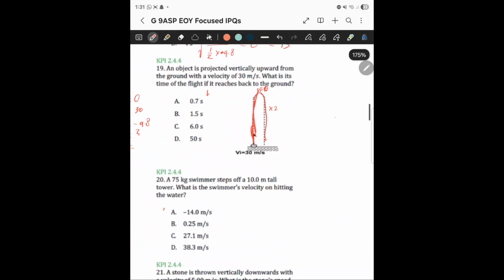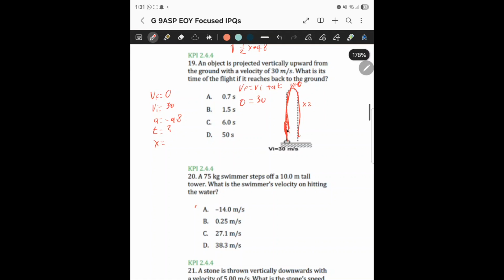I don't have displacement. Vf equals Vi plus at, and now I'm going to write 0 equals Vi, which is 30, plus negative 9.8 times t. I'll use x for the equation. This should work because there's no square in this, so let's give it a go. 0 equals 30 minus 9.8 times t, where t is going to be my x, and that's it.